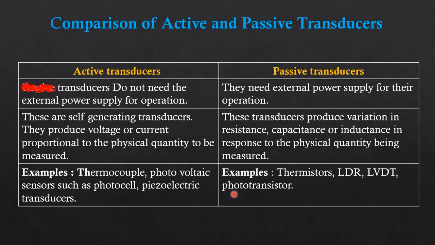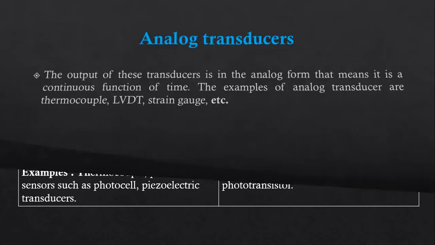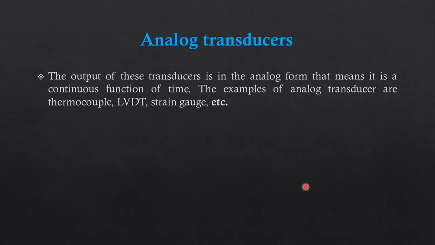On the other hand, in passive transducers we have thermistor, LDR, that is light dependent resistance, LVDT, that is linear variable differential transformer, and phototransistor. Okay, now we are going to see the analog transducer. The output of this transducer is in the analog form, that means it is a continuous function of time. The examples of analog transducers are thermocouple, LVDT, strain gauge, etc.